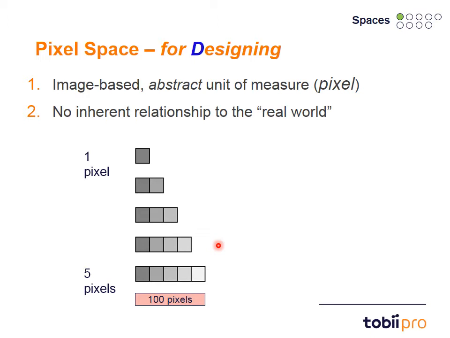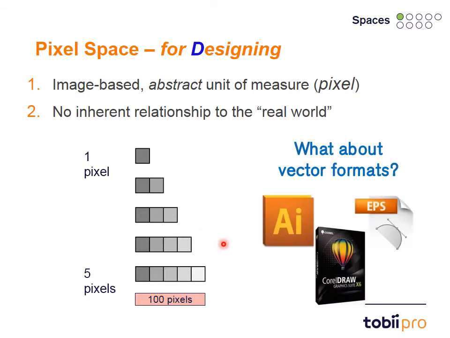One thing to keep in mind is that Tobii Studio doesn't really work in vector formats. So formats such as used by Adobe Illustrator or Encapsulated PostScript or Corel Draw or drawing programs in general are generally not supported in Tobii Studio. So pixel space is the abstract space involved in the design stage.